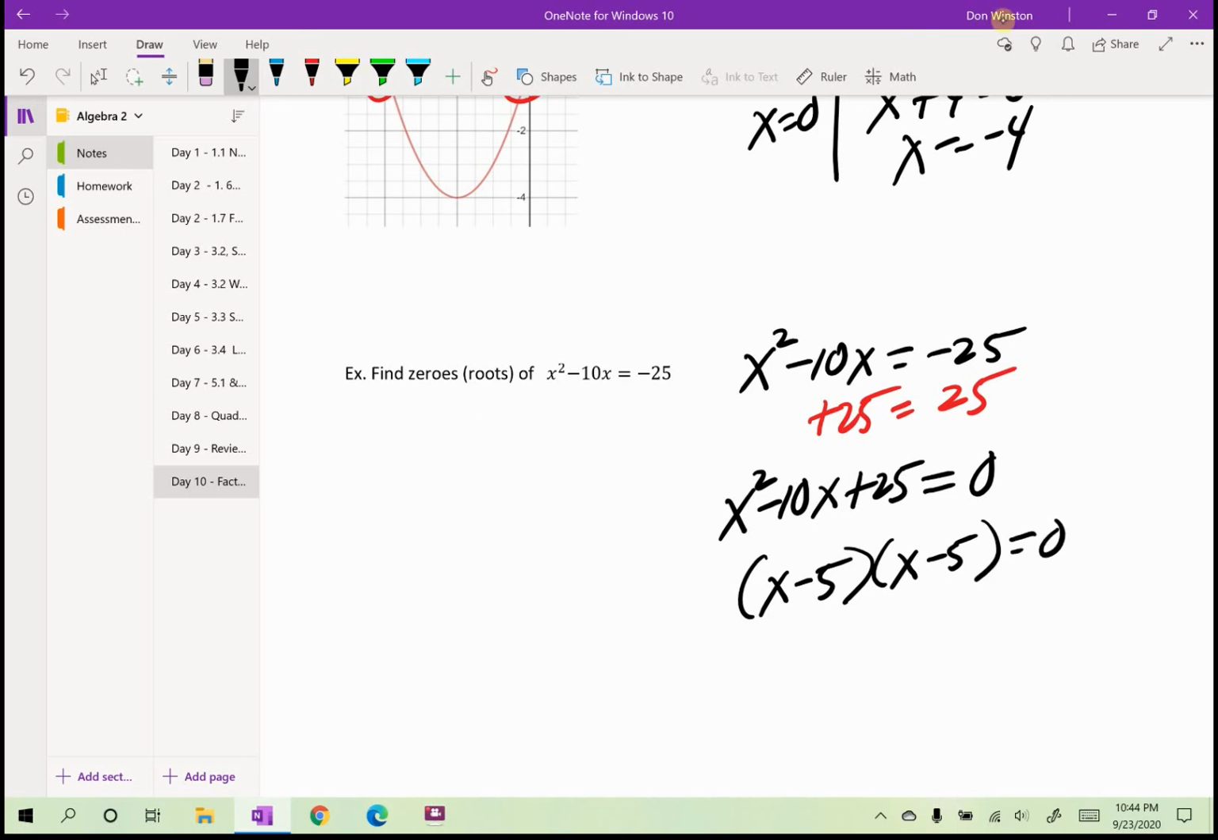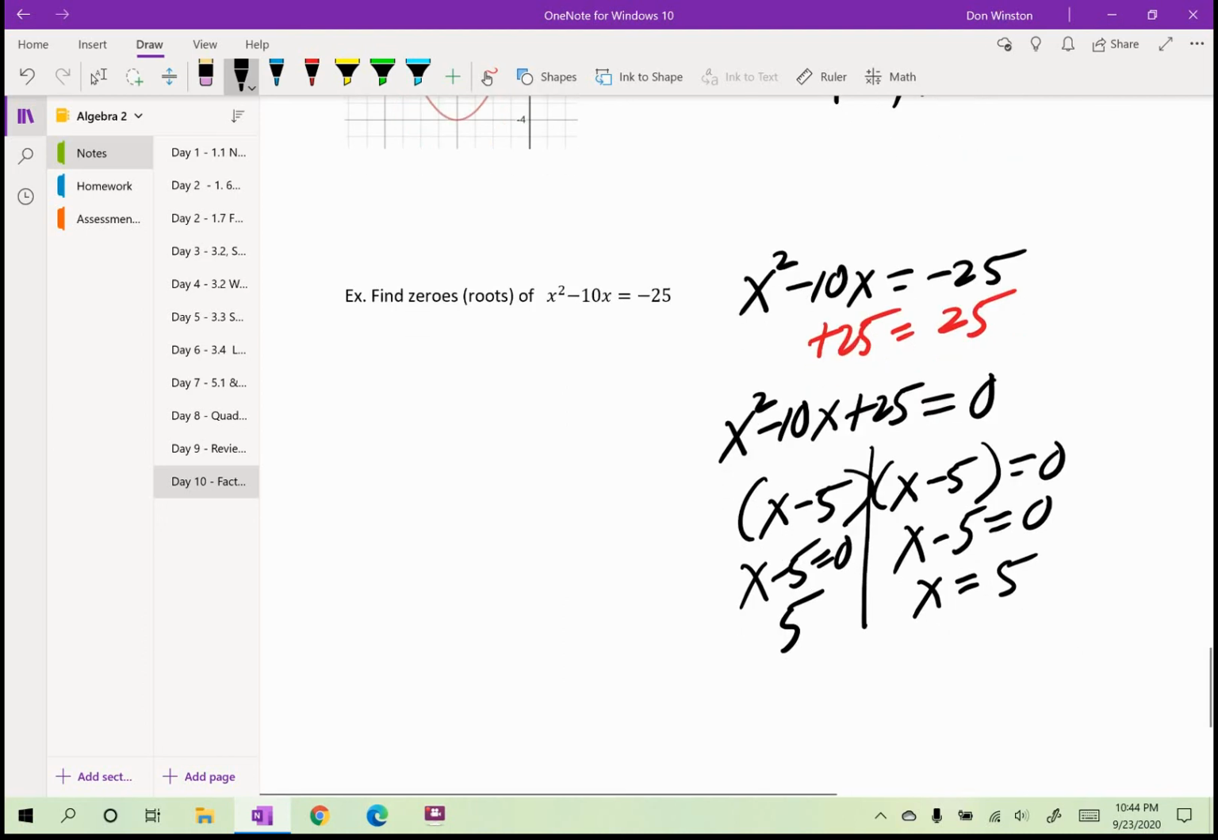So in this case, though, x minus 5 equals 0, x is equal to 5. X minus 5 equals 0, x is equal to 5. So if I were to graph this out, it's a happy graph, and it's not going to cross the x-axis, but it will touch the x-axis at x is equal to 5.